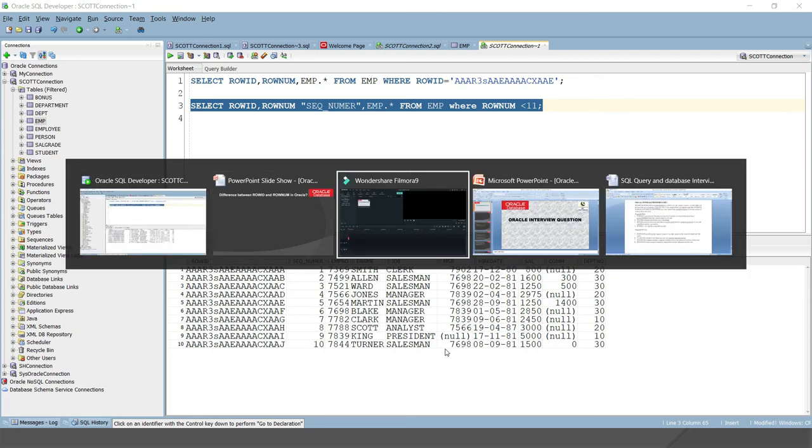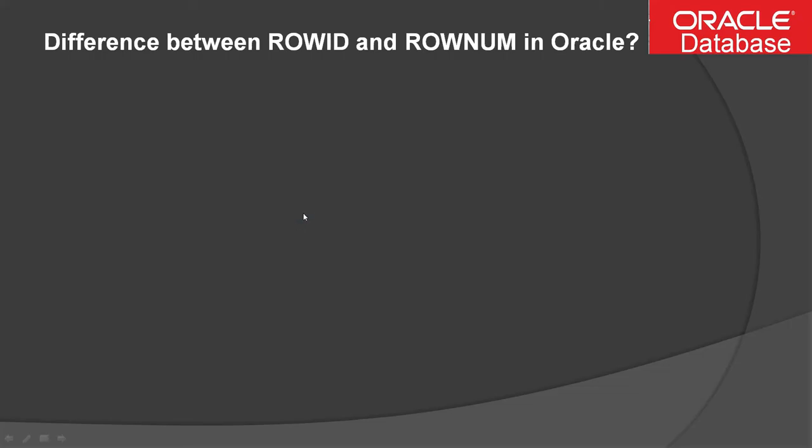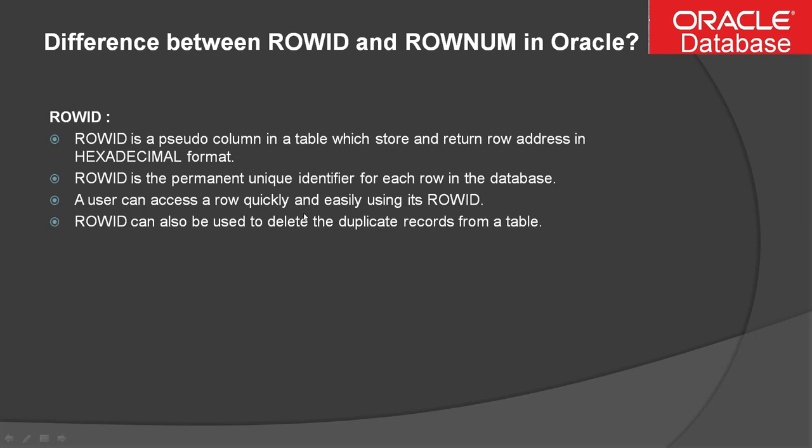Now let's come back to the slide, and here I have listed some key points you should always keep in mind from whatever we have discussed. So here row id is a pseudo column in a table which stores and returns the row address in hexadecimal format, as you have seen, and the length of that address is 18 characters, right? Row id is the permanent unique identifier for each row in the database. So using that row id you can query the database, right? Because that is the unique one. A user can access a row quickly and easily using the row id, which we have already seen.